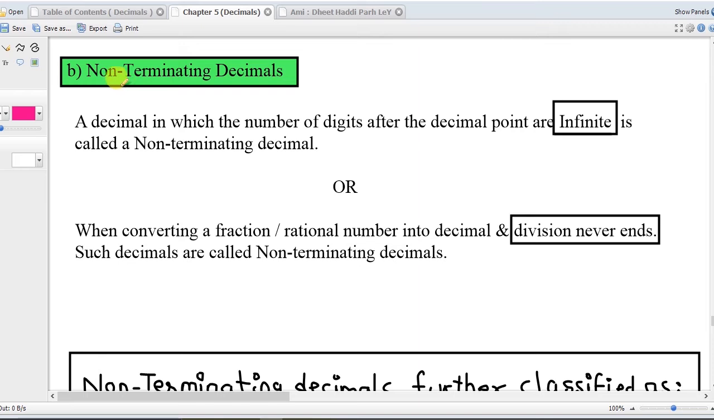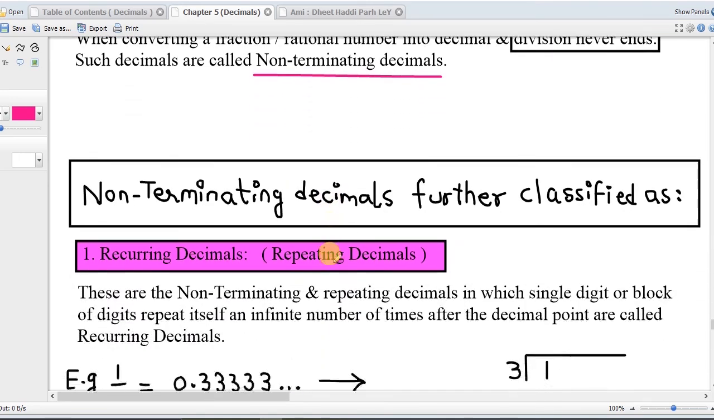Okay, moving on to the next category, which is non-terminating decimal. A decimal in which the number of digits after the decimal point, remember this thing, is infinite, or has no end, endless values, right? It has no end, it keeps on moving, and is called a non-terminating decimal. Or when we convert a fraction or rational number into a decimal and the division never ends, such decimals are called non-terminating decimals. Let's see it with an example.